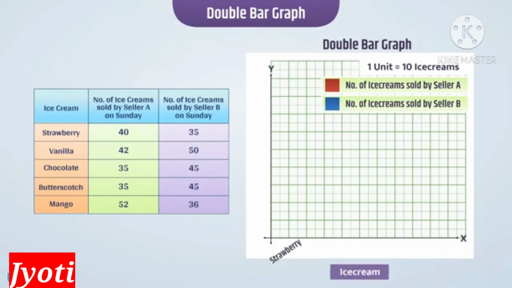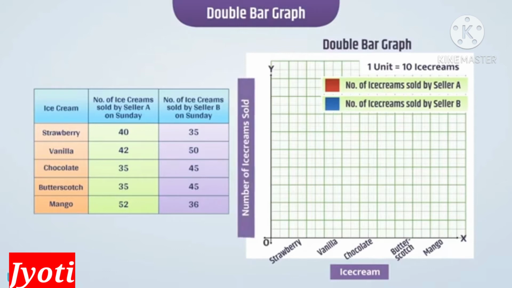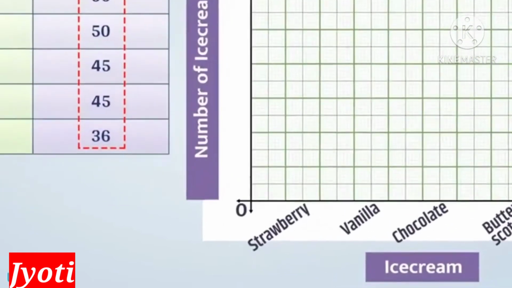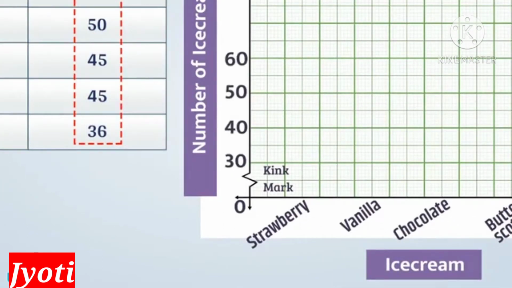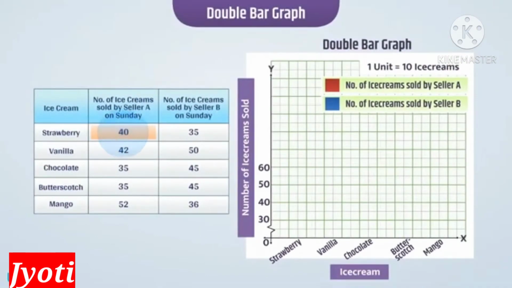Show categories like strawberry, vanilla, chocolate, etc. on horizontal or vertical axis and show number of ice creams on other axis according to the scale taken. Here, since values less than 30 are not present, so we can skip those values and can start from 30 as well. To do so, we will draw a kink mark which shows that the values from 0 to 30 are not taken. Seller A sold 40 strawberry ice creams, so we will draw bars of length 0 to 40.